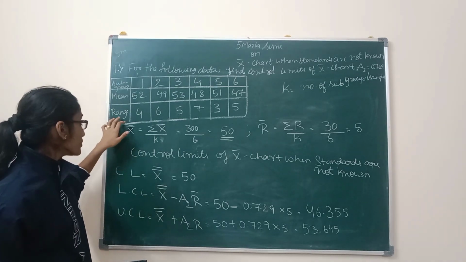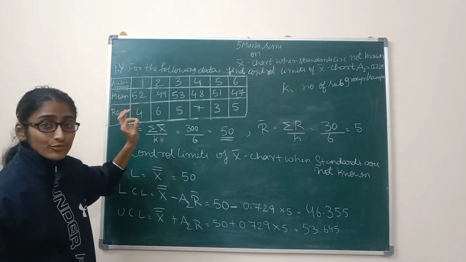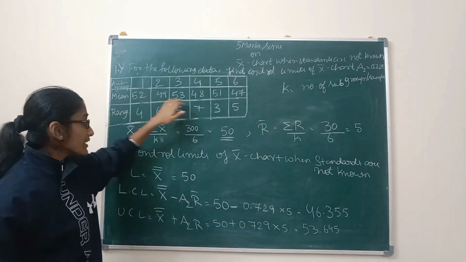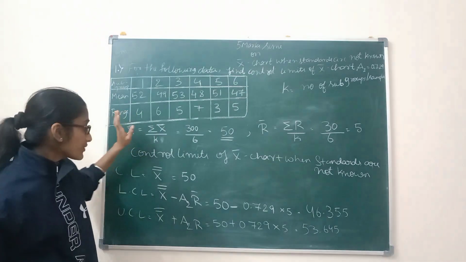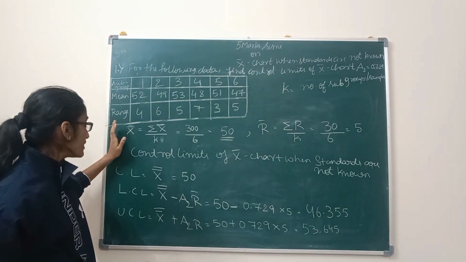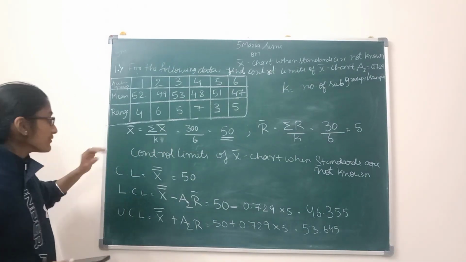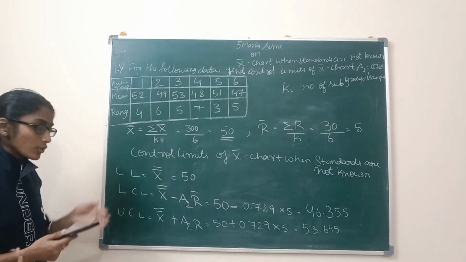And range also and even mean also, there is no single value for mean and range. They have given more values. So we are supposed to find the aggregate, I mean to say just a single value of mean. So that time we will come to know that standards are not known.